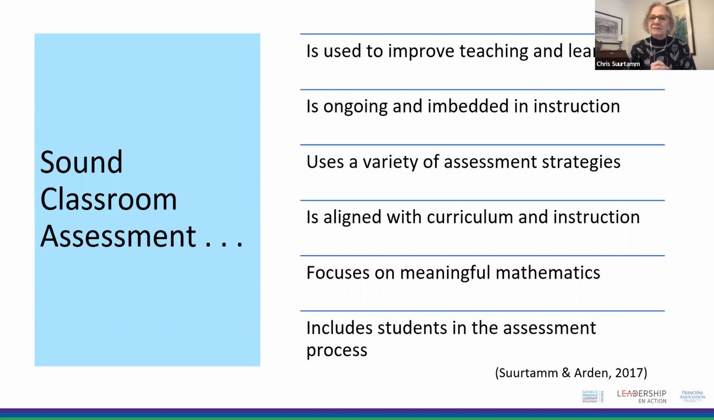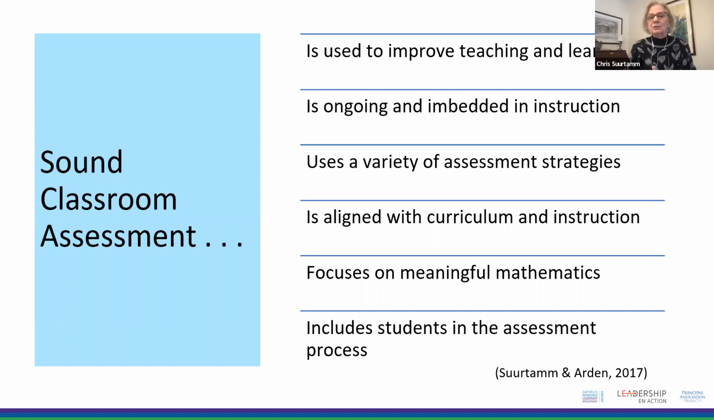Using a variety of assessment strategies, we'll focus on what that might look like in a destreamed math classroom, and how to pay attention to student thinking in the different kinds of ways that they think. It should be aligned with curriculum and instruction. So again, since assessment is not an event and is embedded in instruction, it should look like instruction.